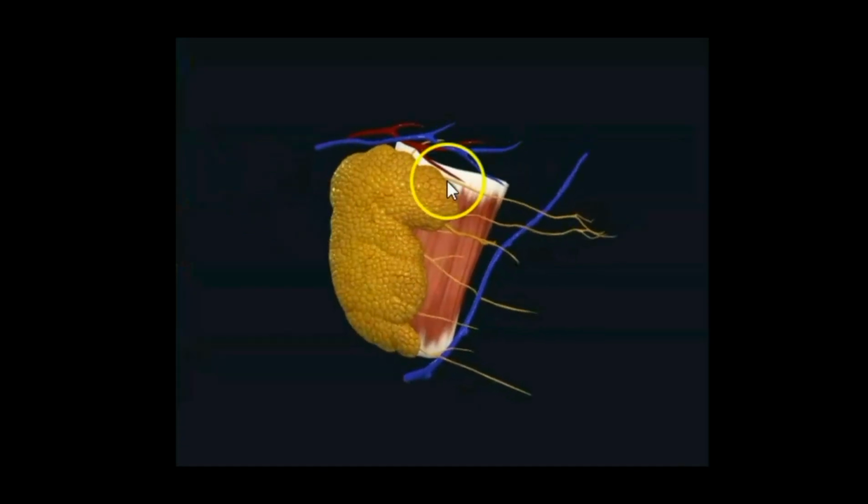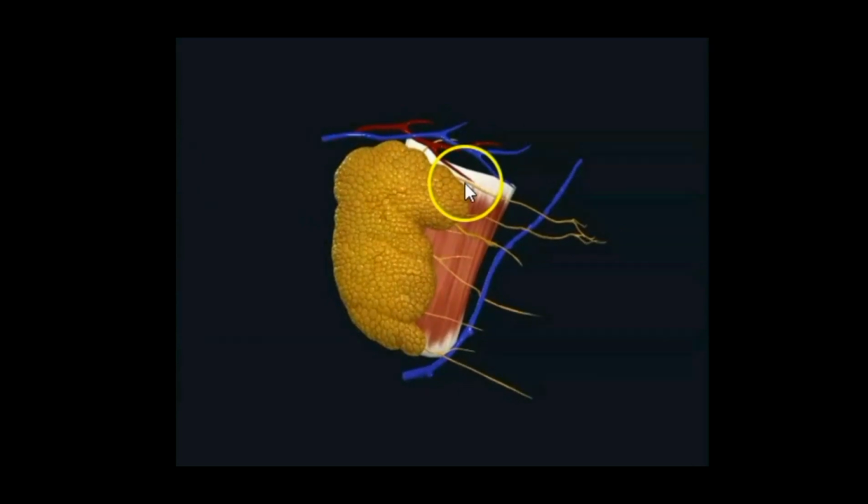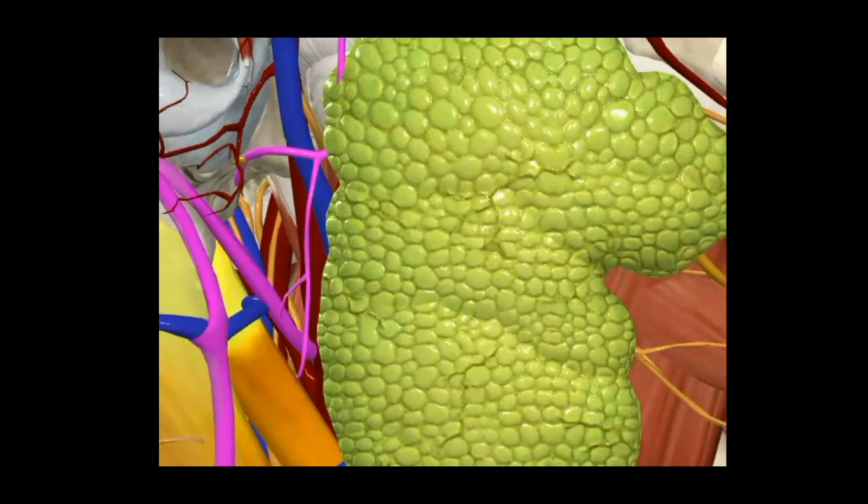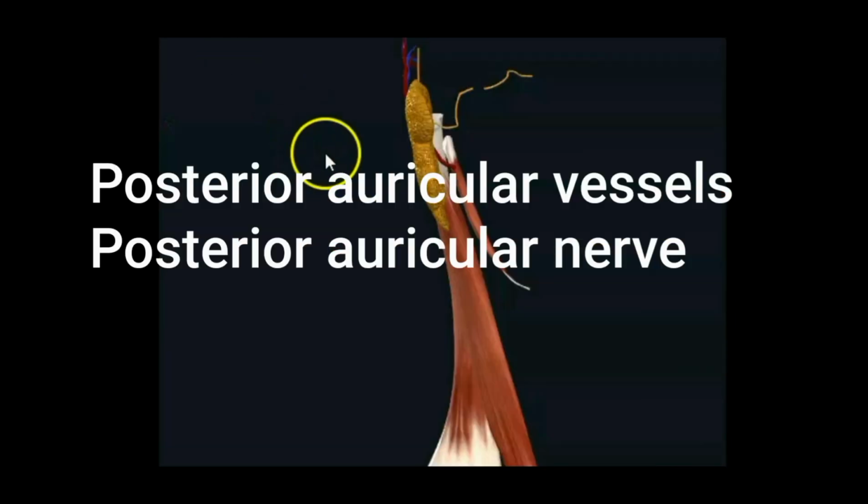You can see in this isolated view the branches of facial nerve, like a crow's feet. You can see the branches of facial nerve. And coming to the structures related to the posterior border.